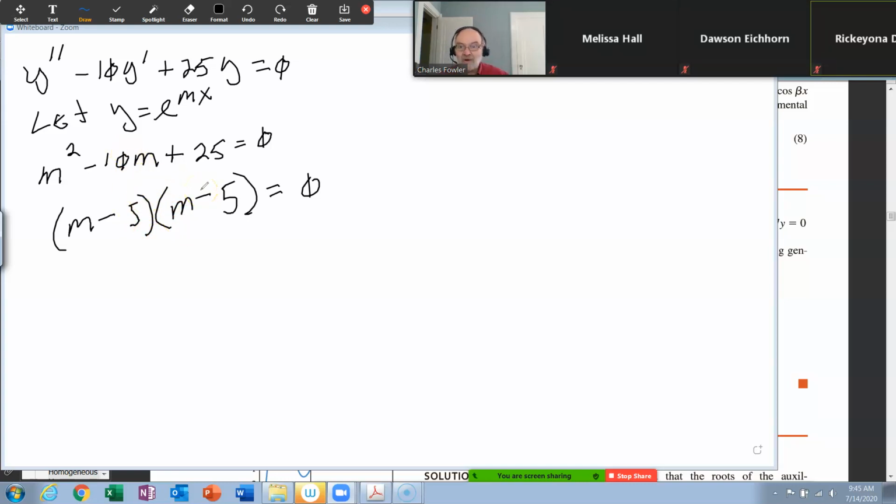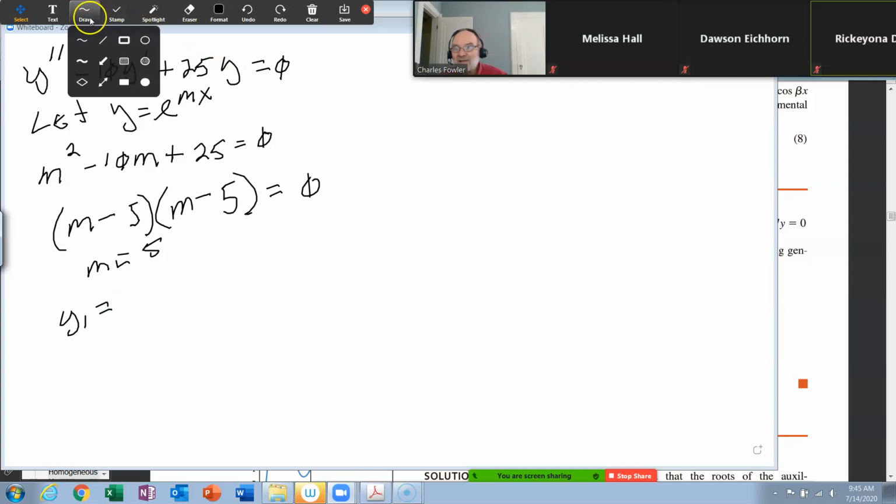Yes, that works like a charm, but guess what you got? Only one solution. m equals 5 and m equals 5. Okay, it's two solutions, but they're the same number. So you have one possibility. y1 here is, yuck, I hate it when it does that, e to the 5x.